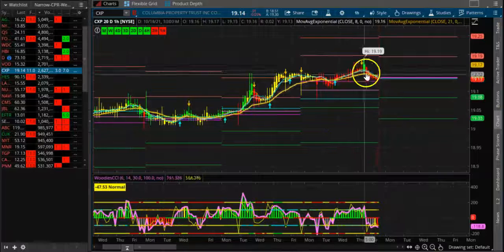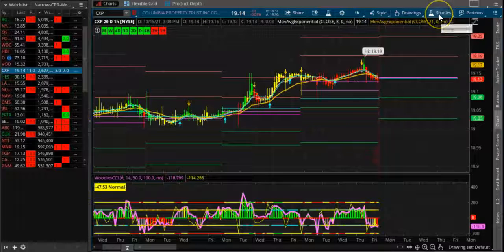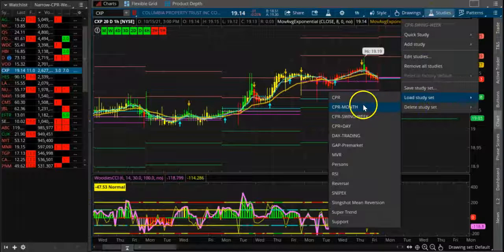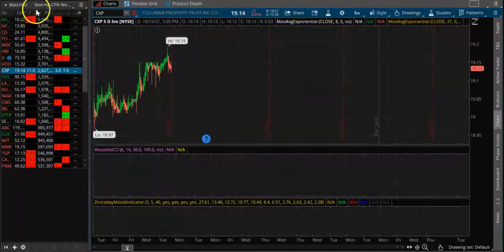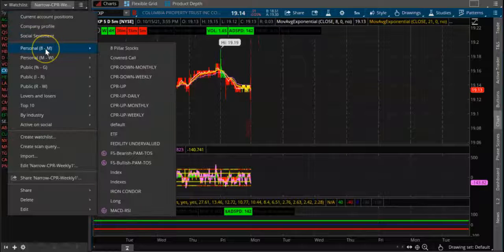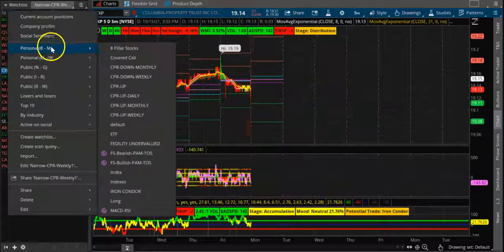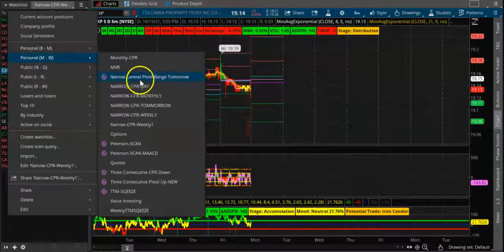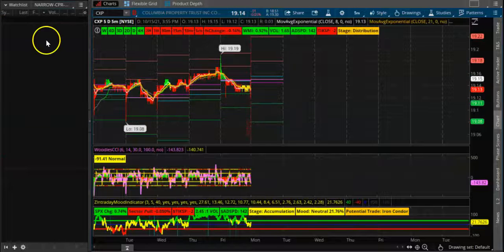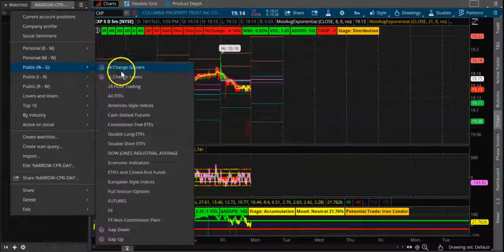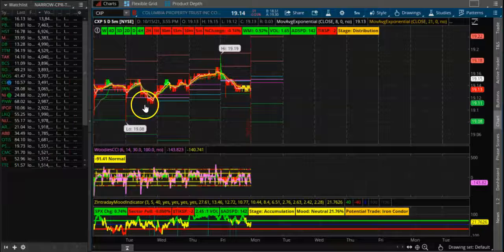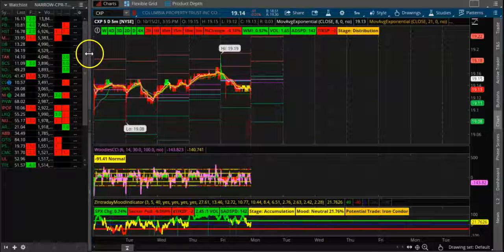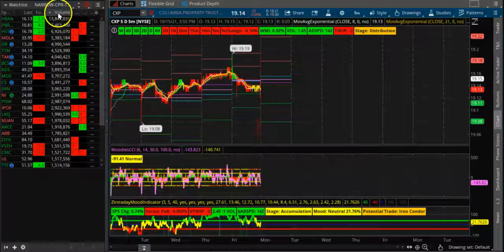Now let's go and look at CPR in the daily time frame. CPR daily, and then now 5 minute. Then we are going to say narrow CPR day. These are the ones which are narrow CPR for tomorrow.